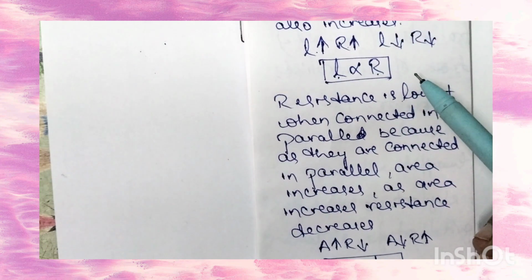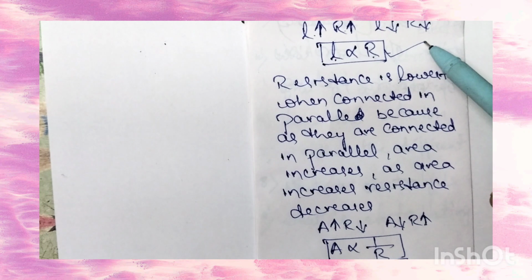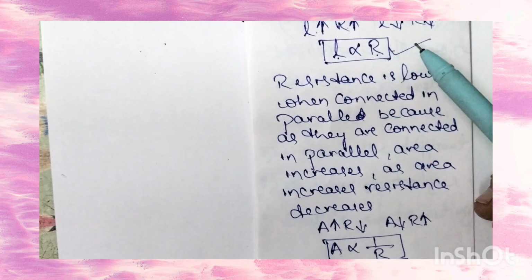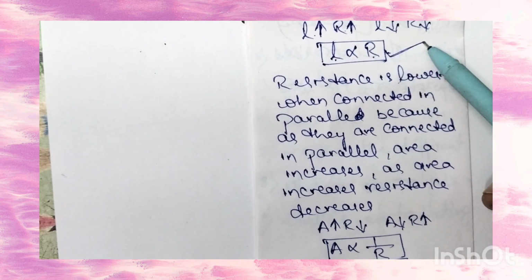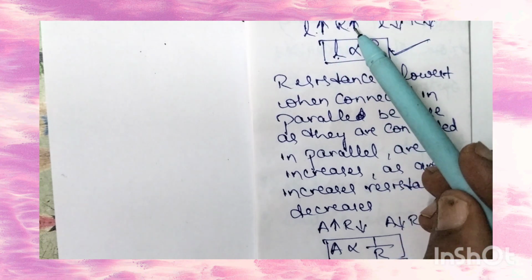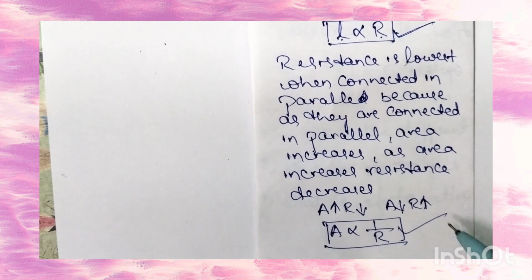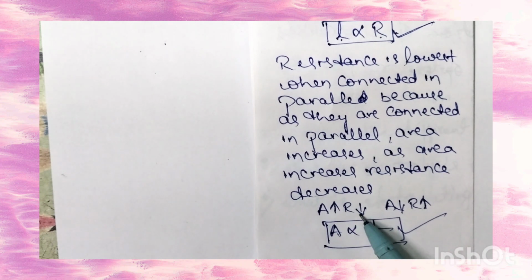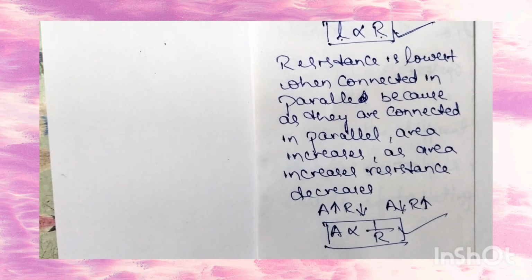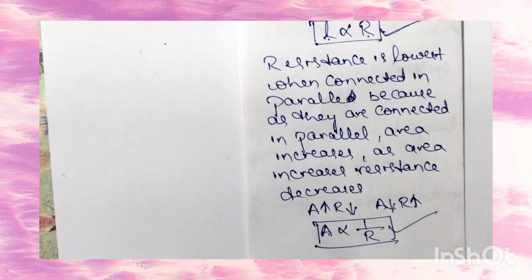Here length is directly proportional to resistance. As length increases, resistance increases. As length decreases, resistance decreases. Here area is inversely proportional to resistance. As area increases, resistance decreases. As area decreases, resistance increases. So this much of the concept you have to write. When they are connected in parallel, we get lowest resistance. When they are connected in series, we get highest resistance. So this is about the 12th question.